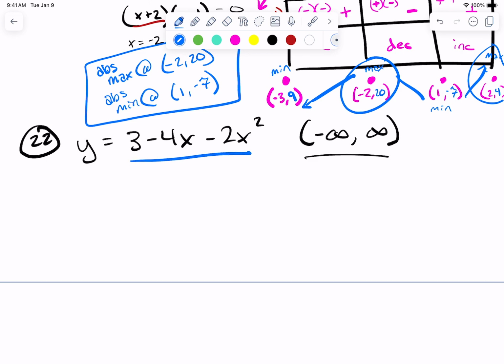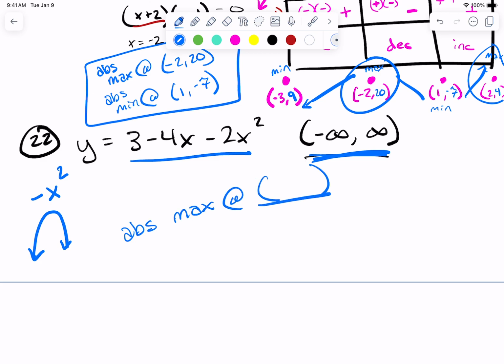Okay, what's this guy's parent function? He's backwards, because he's a negative x squared, which means he's going to be a parabola, and he goes from negative infinity to positive infinity. So these don't stop, they don't have endpoints. He is going to have an abs max, but no abs min. Will he have a relative min? No, he won't have anything else. He'll just have those guys.